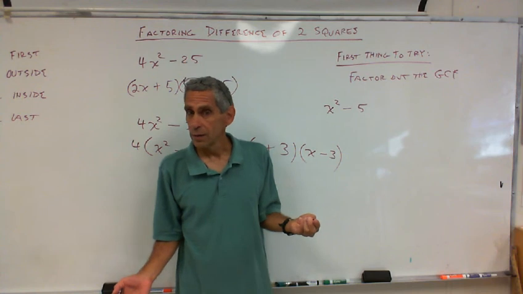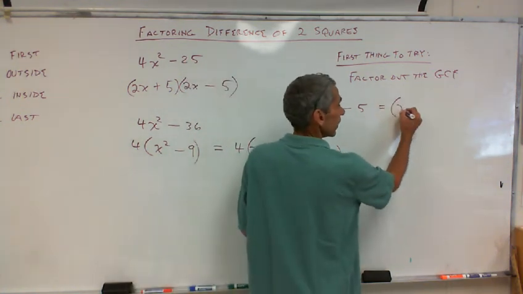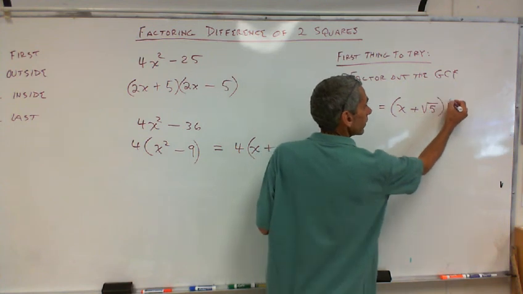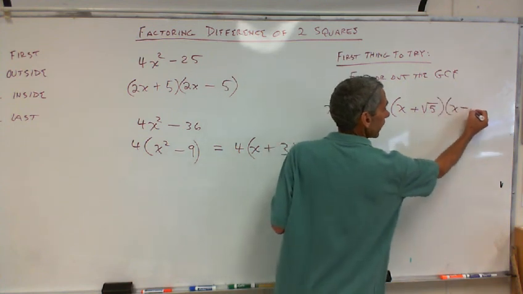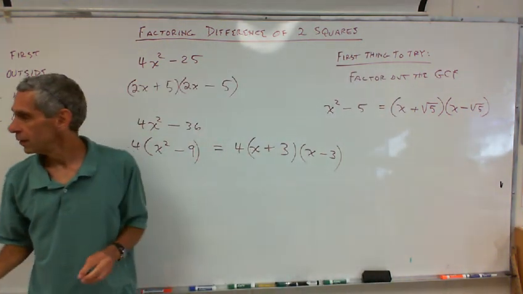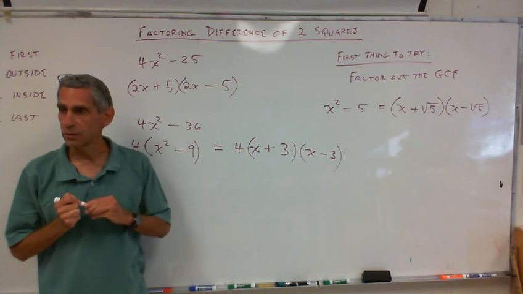So I could actually do this: x plus the square root of 5, and then x minus the square root of 5. You see what I did there? That's legal. In fact, you will eventually do this.